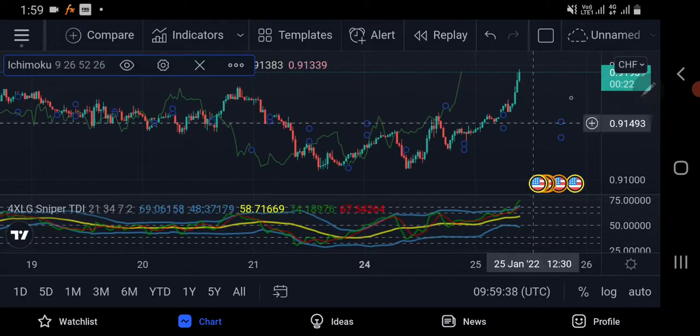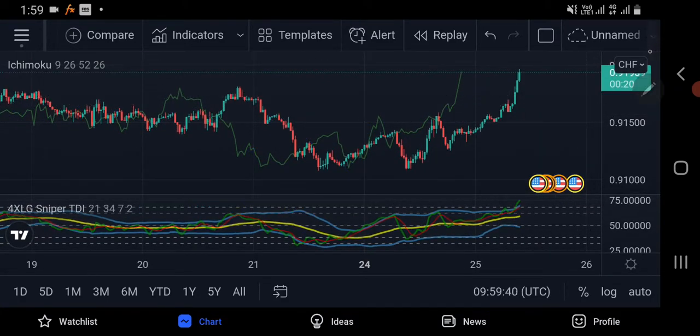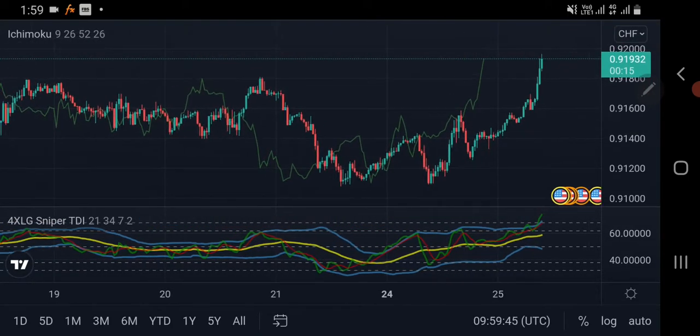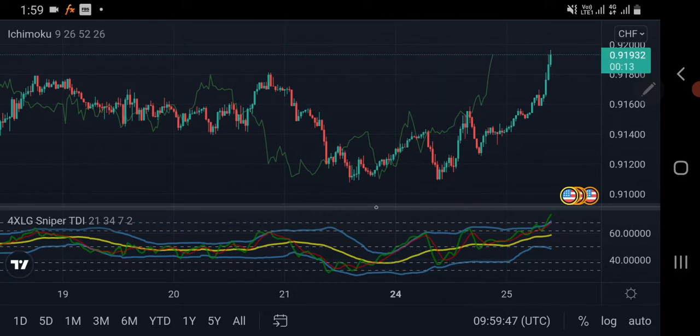And let me bring the chart into full screen. I'm sorry, I forgot it. Okay, here we are on the full screen now. So that's how you're going to use it.